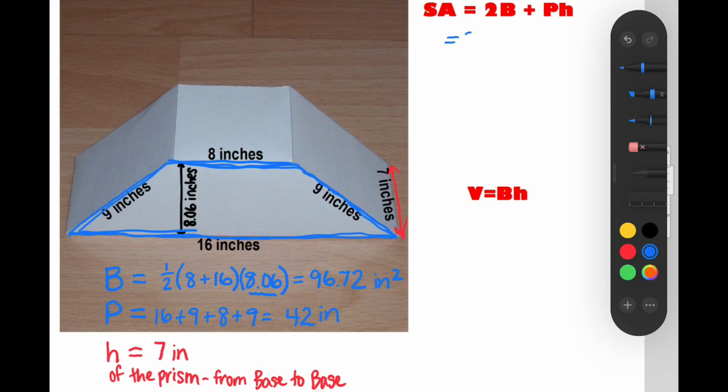So here we go. Surface area. 2 areas of the base shape plus those lateral faces would be the perimeter times the height. We know that the perimeter of the base shape was 42 and the height of the prism is 7. Yeah? So all of that comes out to 487.44.